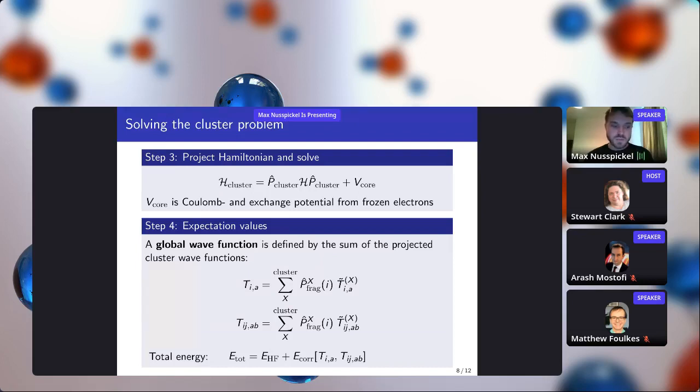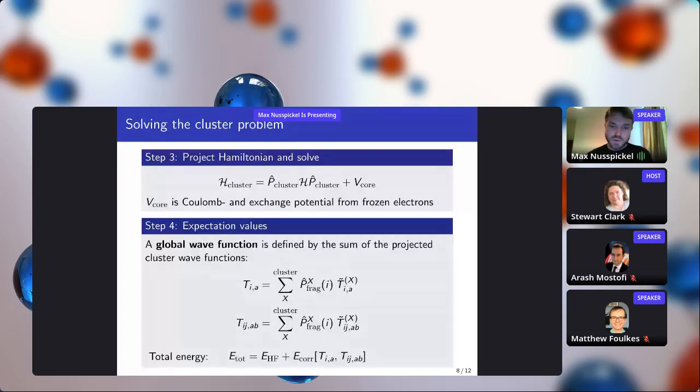Step 4 is a bit more interesting because we do something fairly non-standard here, which is not usually done in quantum embedding theories as far as I'm aware, which is that we actually define a global wave function. And how this is done is that each cluster wave function in coupled cluster is expressed in terms of these T amplitudes. And they have either 2 or 4 indices. And then we say, okay, how can we deduce from these cluster amplitudes something which we would like to think of as a global wave function?